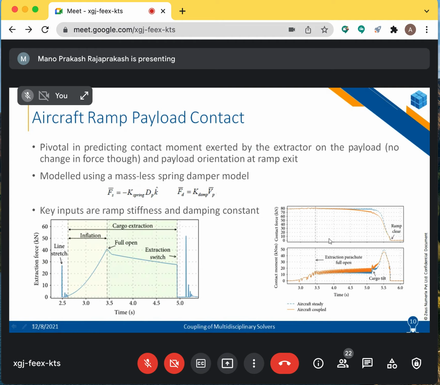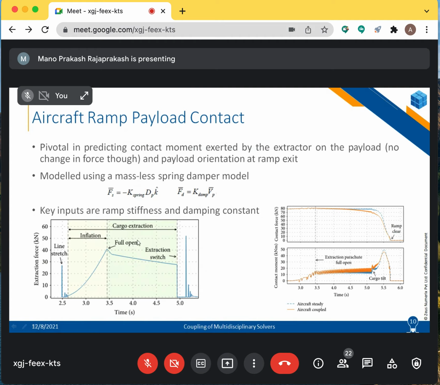On the right, before going to the graph on the left, I'll focus on this. This is a typical contact force and contact moment plot that you will generally see for a typical parachute payload as it descends. This is the moment at a particular instant. You can see the graph starts at around 2.5 seconds.